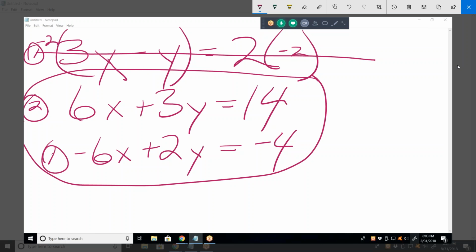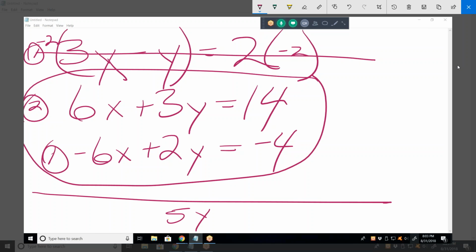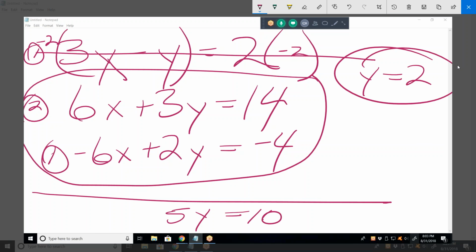What am I going to do to those two equations? Add or subtract? That's the next question you always have to ask yourself. Okay, what do I get? Okay, now what? I still got to solve for x.